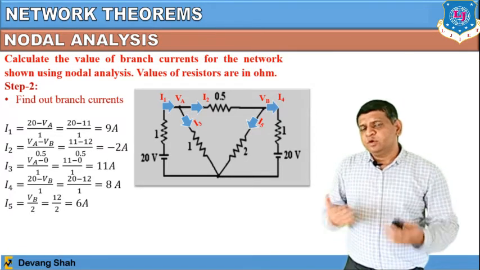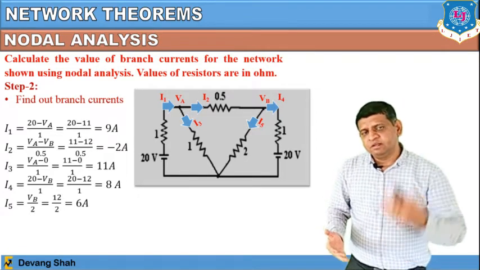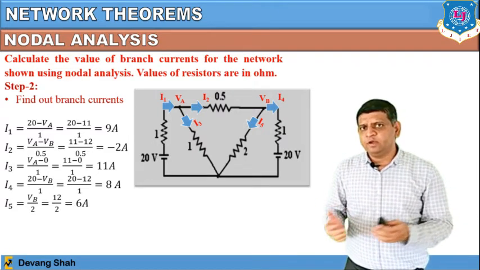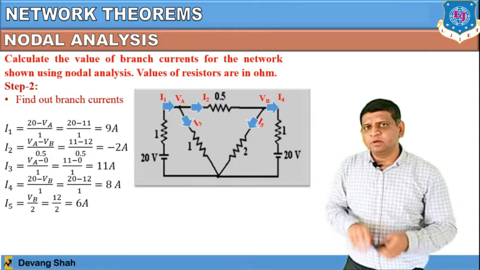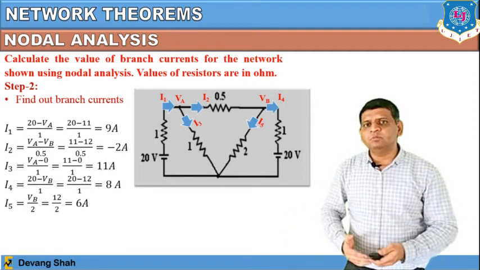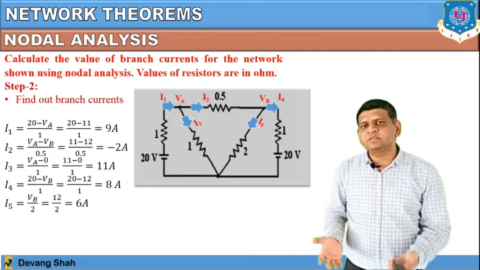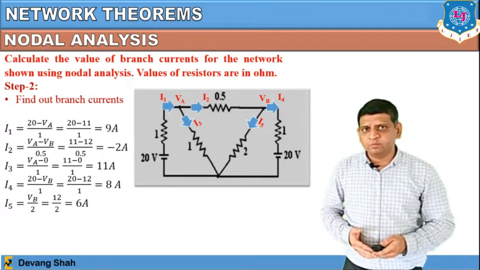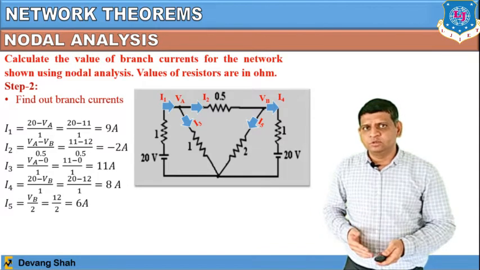Now if you want to verify in the real case whether you have applied KCL or not, you have to find from node A and node B, some currents are entering and some currents are outgoing. So the algebraic sum of all these entering currents and outgoing currents must be equal to 0. That you can verify from this circuit, and you can go through this nodal analysis.